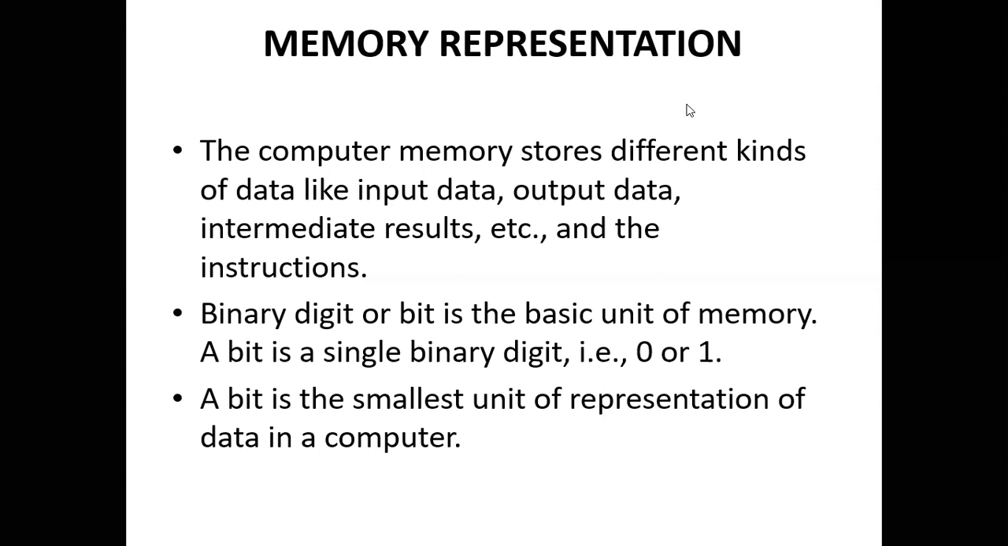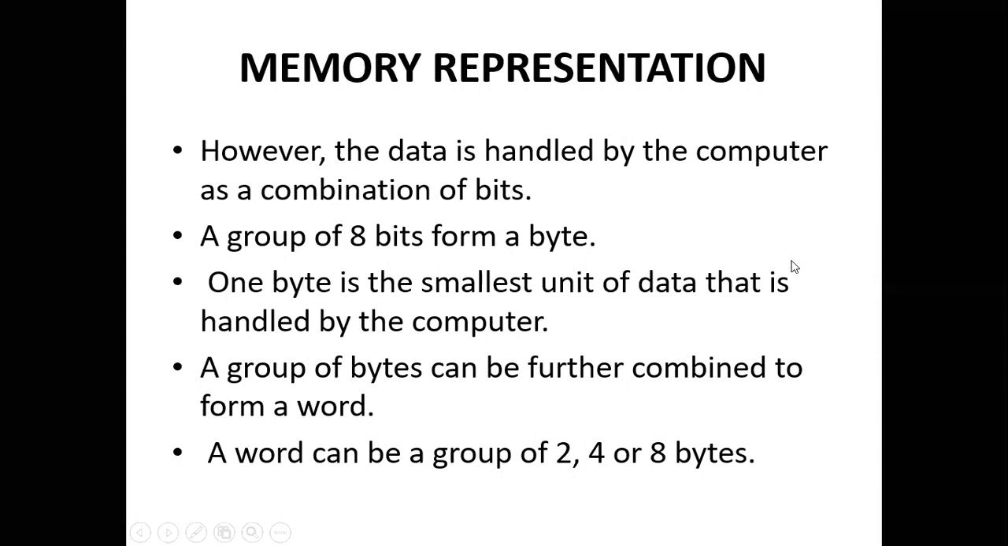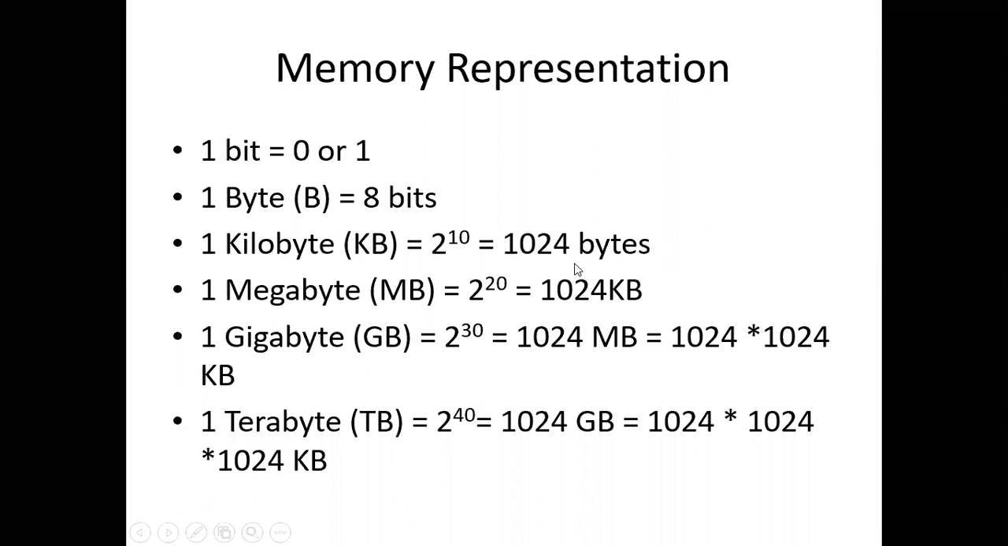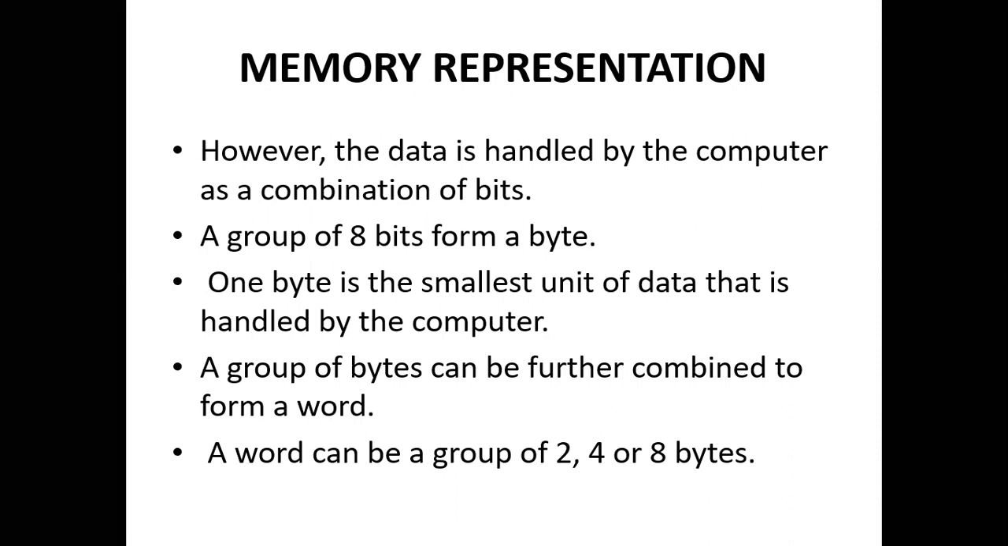Now, just like when we talk about mass, for example, we said 1,000 grams make 1 kilogram, 1,000 kilograms make this unit, etc. That's a similar thing. Now, a group of 8 bits will form a byte. So we have 1 bit, then 8 bits will form a byte. Okay. Now, in addition, we can get a group of bytes and that will form what is called a word. So a collection of bytes will form what is called a word.